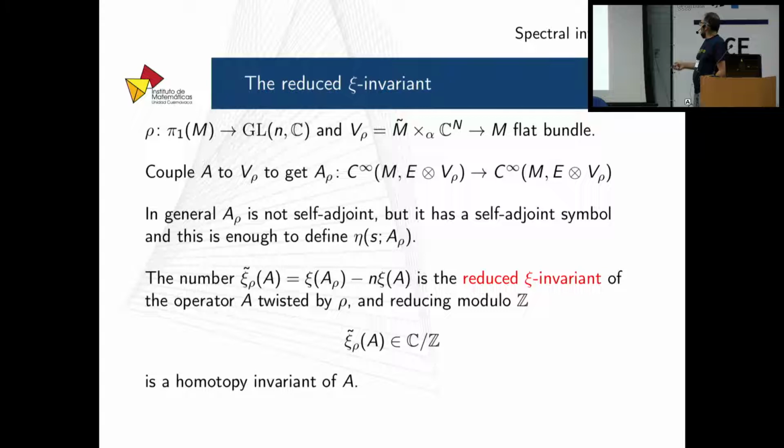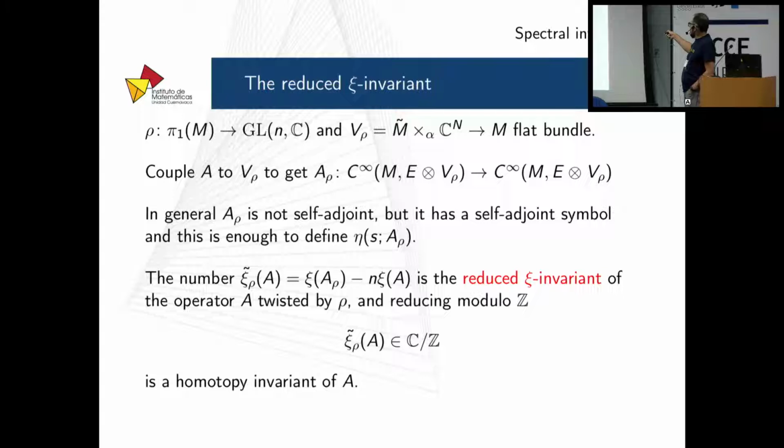Okay, and now we take into account representations. We take a representation of the fundamental group of the manifold, and we take the corresponding flat vector bundle, which is defined in this way. We take the universal cover of M and C^N. The fundamental group acts on the universal cover as usual, and also on C^N by the representation, and it's just the quotient by the action.